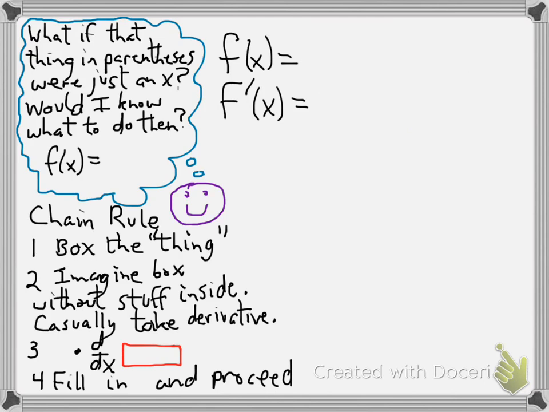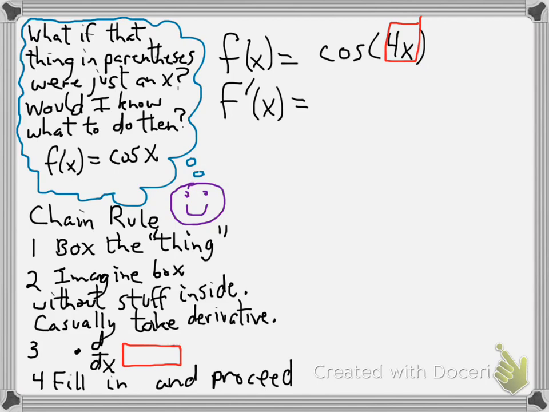Okay, next, f of x equals the cosine of 4x. There's not a rule for the cosine of 4x, but there is a rule for the cosine of x. We ask ourselves, what if that thing in parentheses was just x? Would we know what to do? And we would. It would be the cosine of x. And the derivative of cosine x is negative sine x.